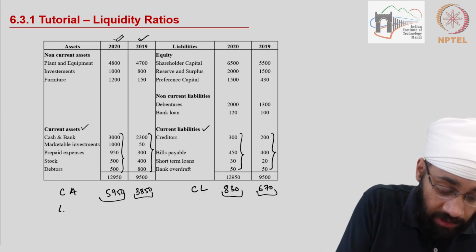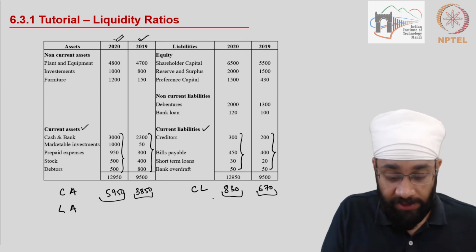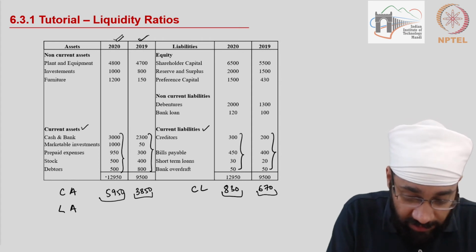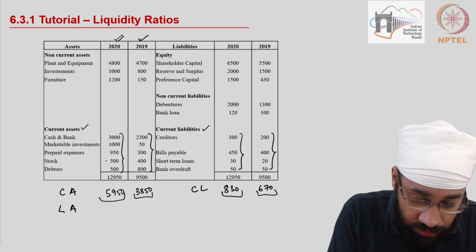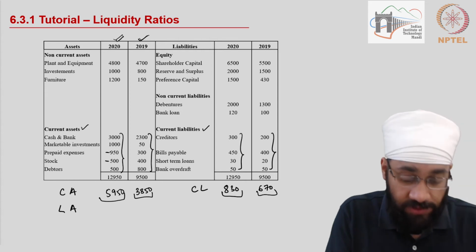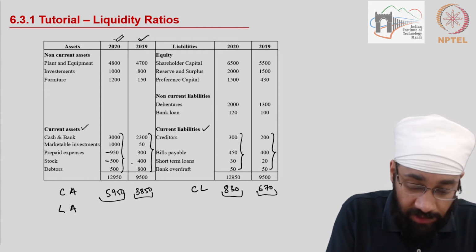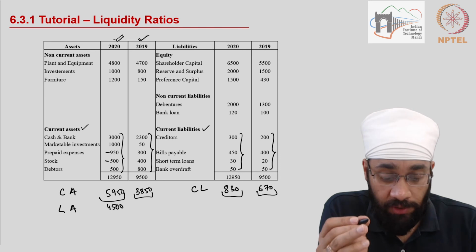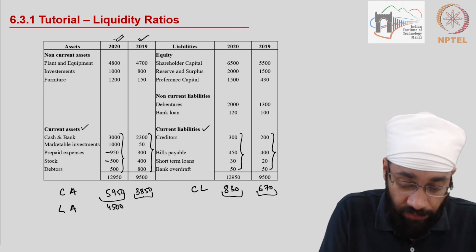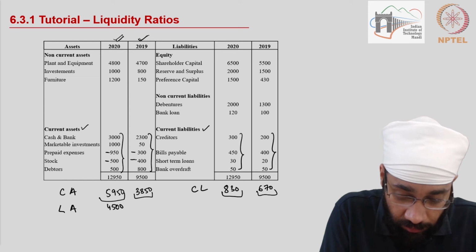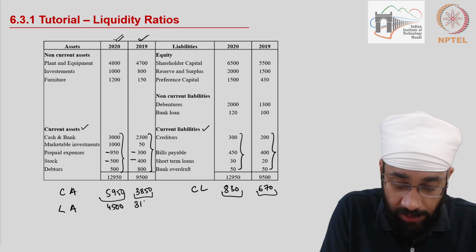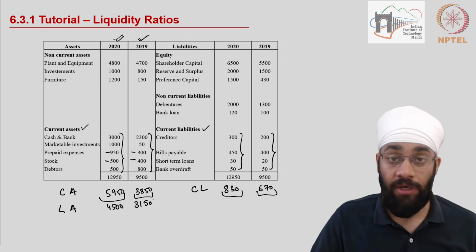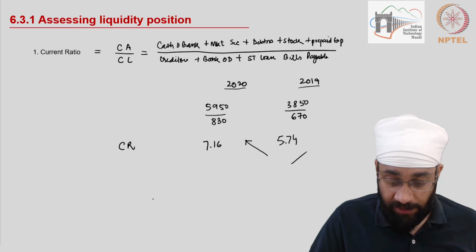Now let me figure out liquid assets. Current liabilities stay. So liquid assets are going to be equal to 5950 minus the stock and prepaid expenses. We have to take out 950 and 500, which gives you 4500 as the liquid assets for 2020. Similarly, for 2019, we have to take out these two items. So 700 to be deducted. 3150 is the amount for liquid assets.